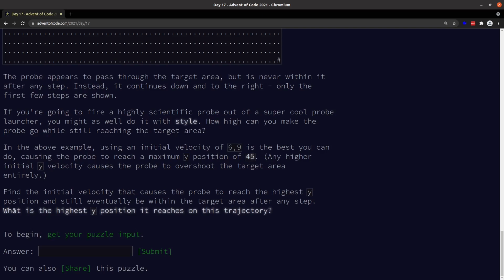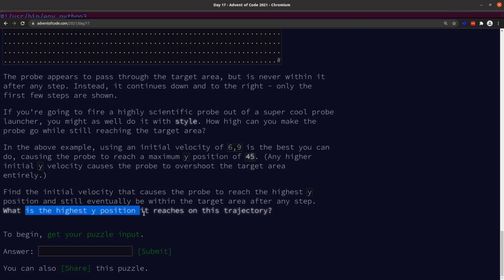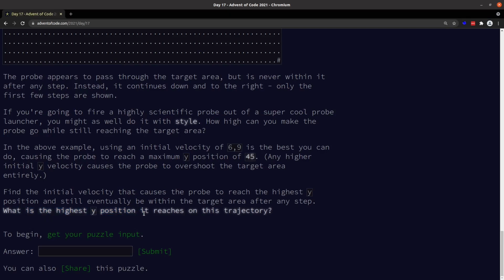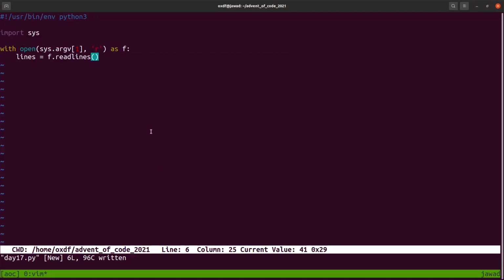And then it's asking, so what's the highest y position we can reach on any trajectory that also lands in the area? So let's dive in.